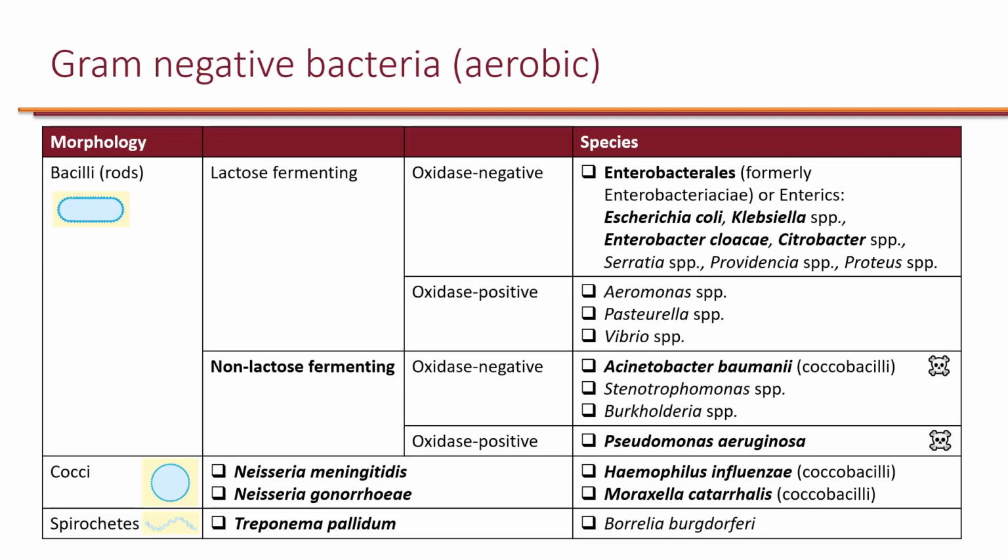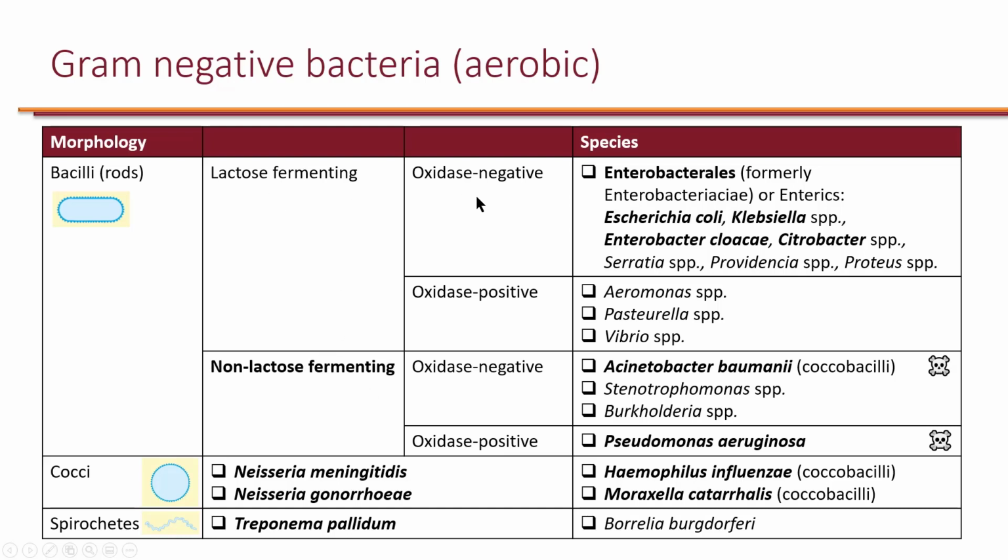Now let's take a look at gram-negative bacteria. Again, we're focusing on aerobic for now. You will see that the majority of gram-negatives are actually rod-shaped, so these are bacilli. What we do with gram-negatives is a lactose fermenting test. The important thing is to identify what's not fermenting lactose, and those are typically referred to as non-fermenters.